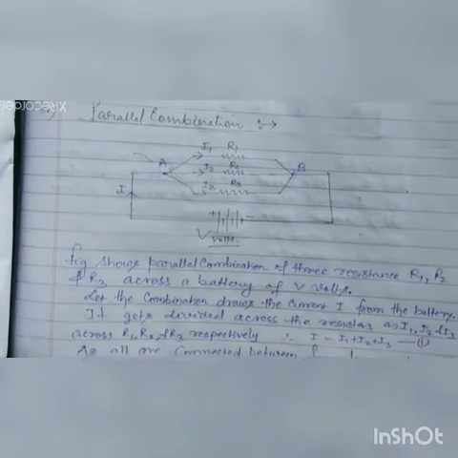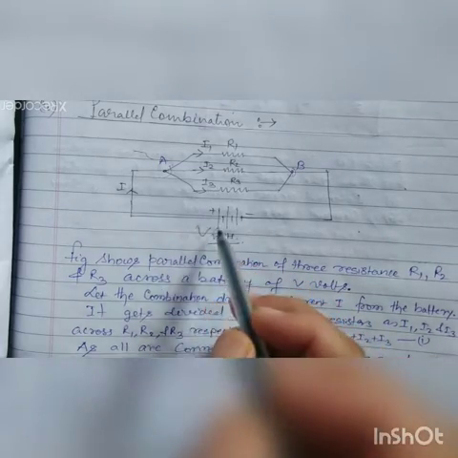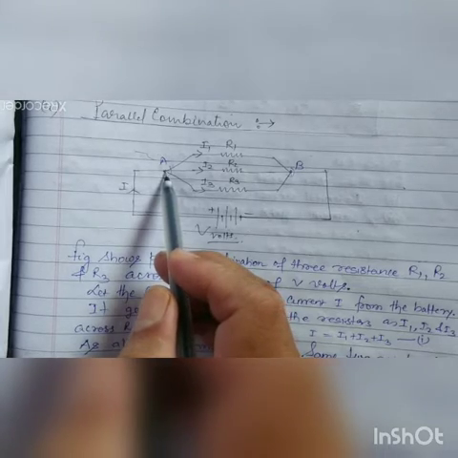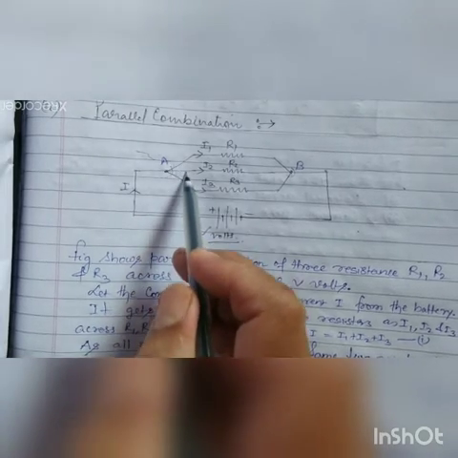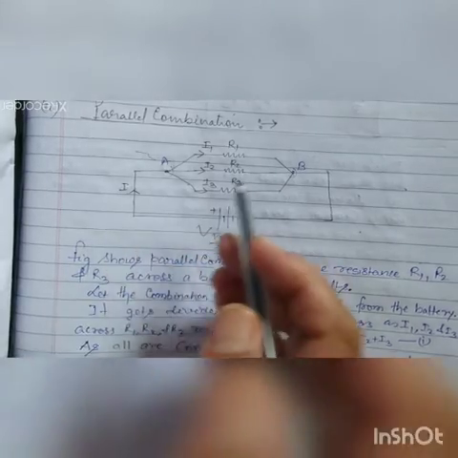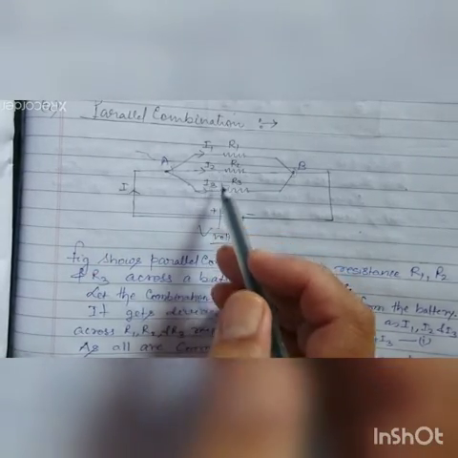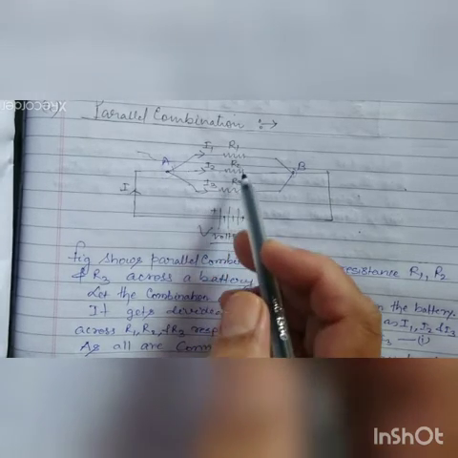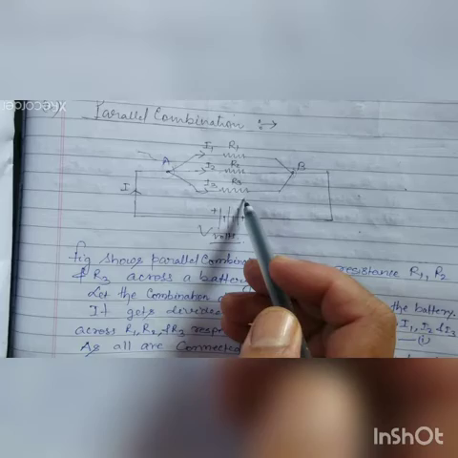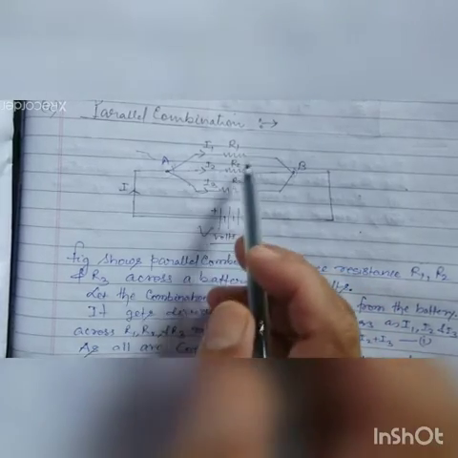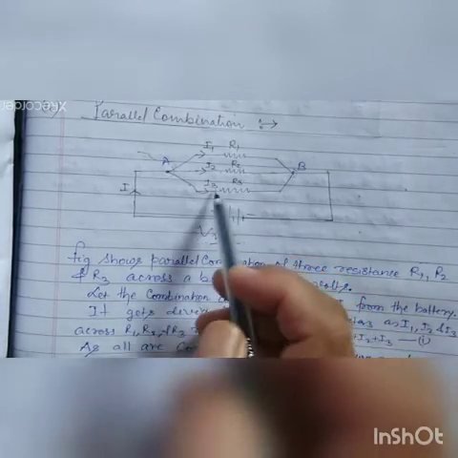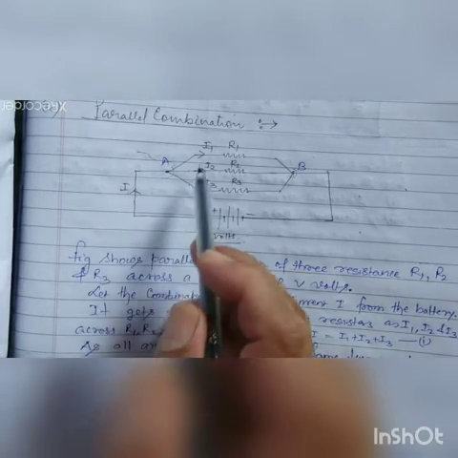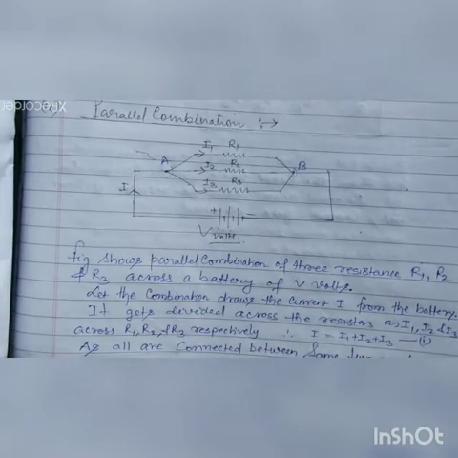Now, if the combination draws current I from the cell, the current I from point A will have three paths, one along this, one along this, one along this. So the current gets divided among these three paths, and how much current will flow through which resistance will be decided by the value of the resistance. So let I1 flow through R1, I2 through R2, and I3 through R3. So we can write I is equal to I1 plus I2 plus I3.